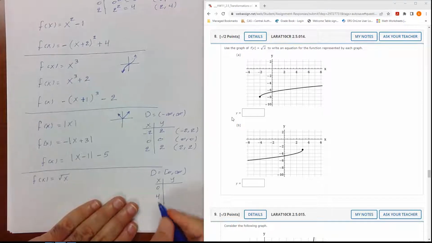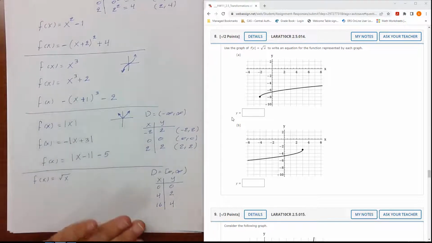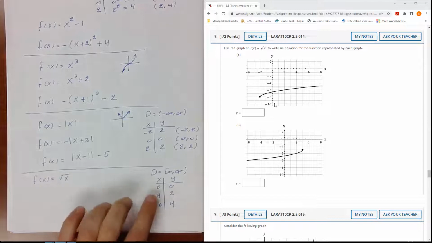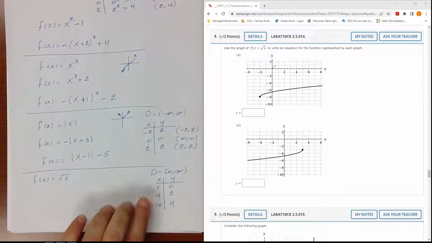You can choose 16. So plug in 0 here is going to be 0. Plug in 4, square root of 4 is going to be 2. Plug in 16 here is going to be 4. So to graph the basic function, we can graph these points. Let's graph these points. Here is 0, 0. At 4 is going to be 2. We have the number 2 here. At 16 is going to be 4. So you see these points are going to be enough to graph the basic function, which is like this.